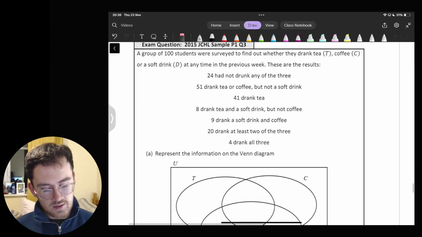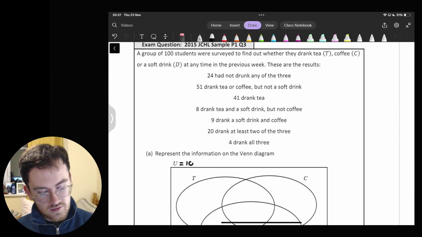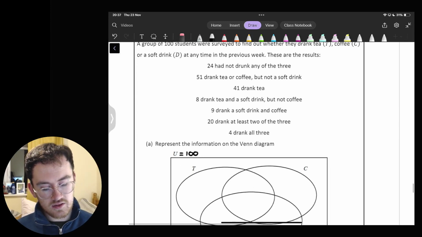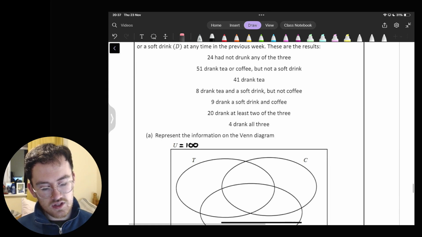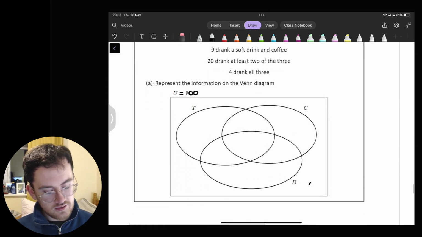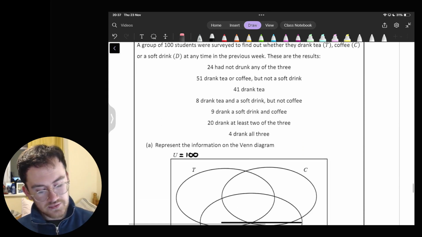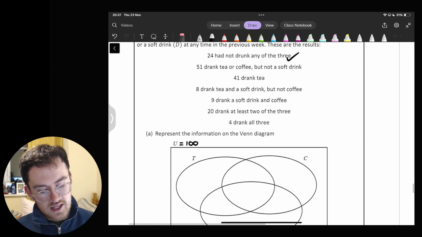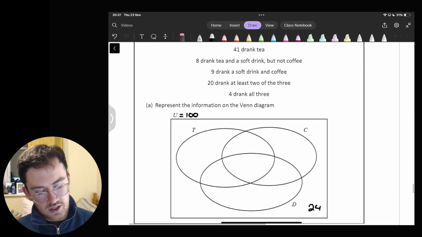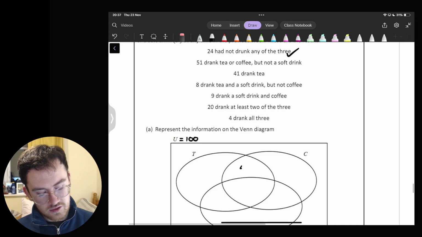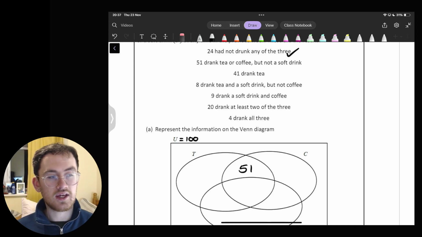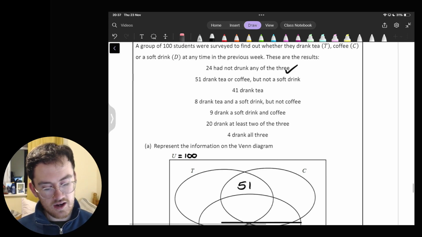So we'll do one last question. There's 100 students surveyed to find out whether they drank tea, coffee, or a soft drink. These are the results. 24 had not drunk any of the 3. That goes on the outside. 51 drank tea or coffee but not a soft drink. So 51 going in the center part there for us.